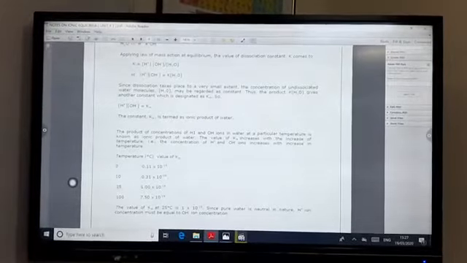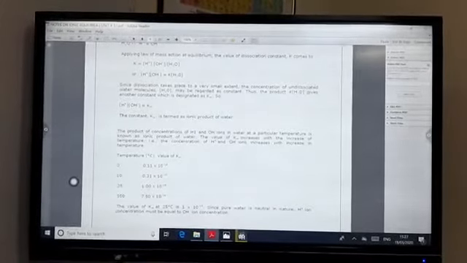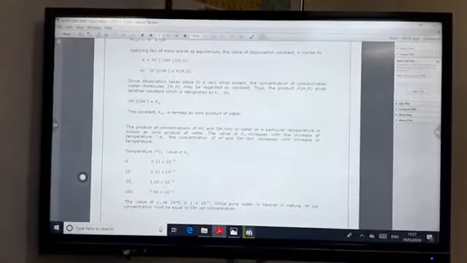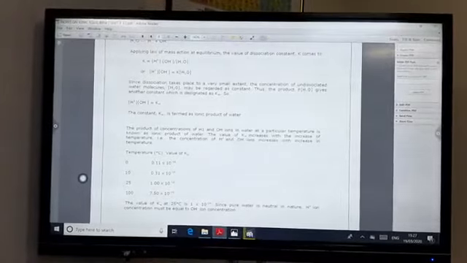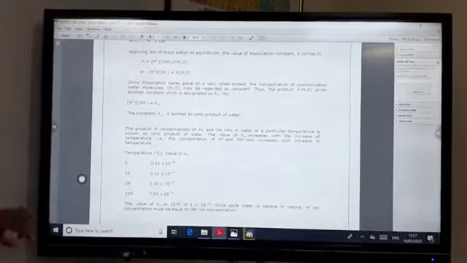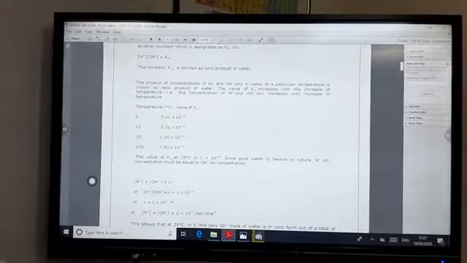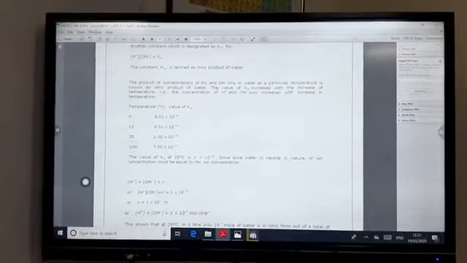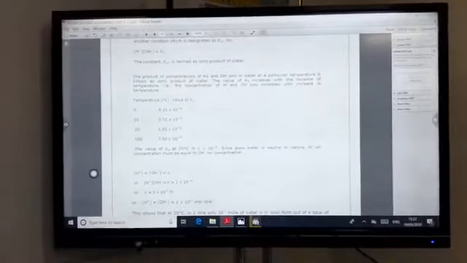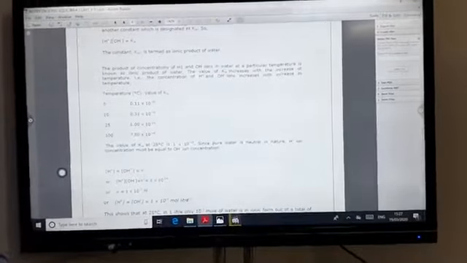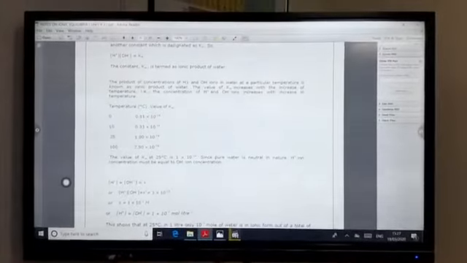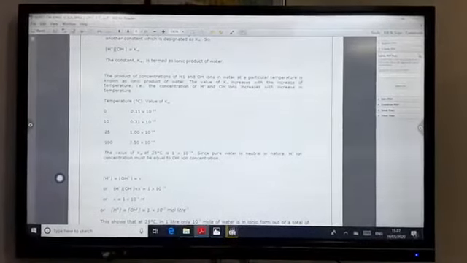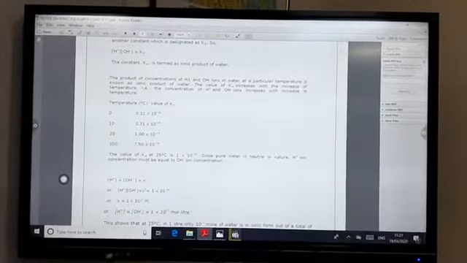Now, the second objective is given there. This Kw value is affected by temperature. When we increase or decrease the temperature, the Kw value will change. Look at this example here. The product of the concentration of hydrogen and hydroxide ion in water at a particular temperature is known as the ionic product of water. The value of Kw increases with increase of temperature.